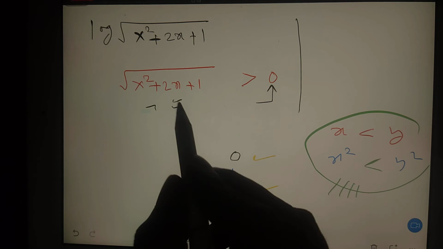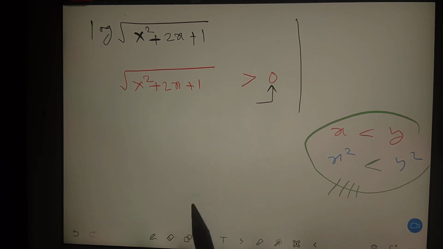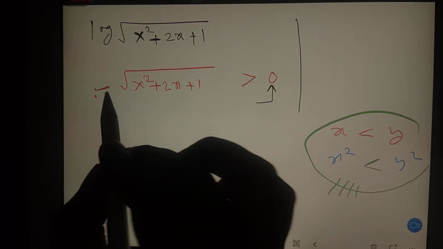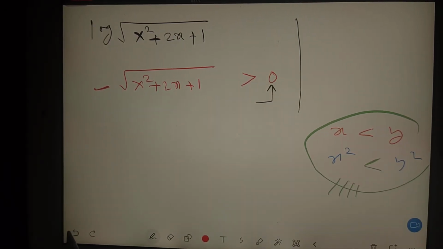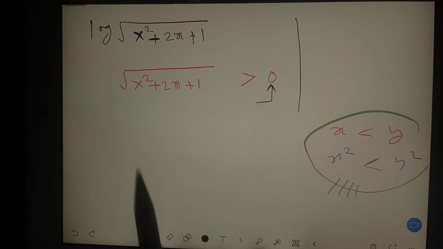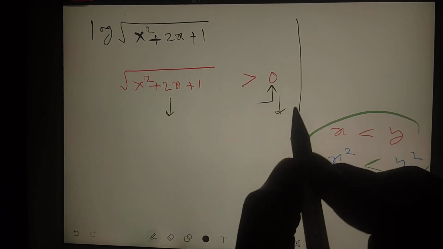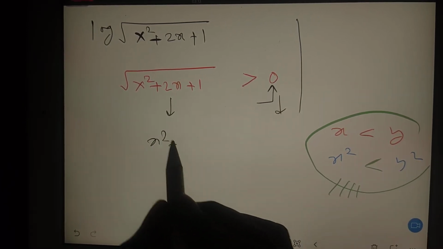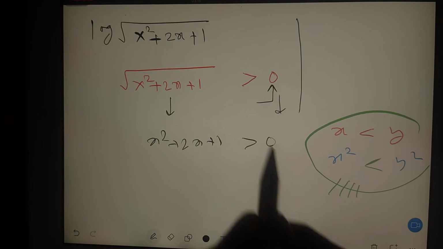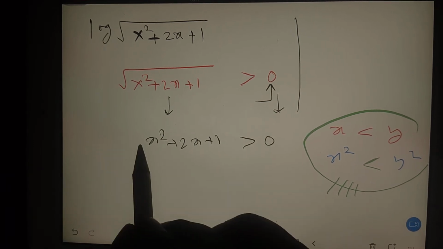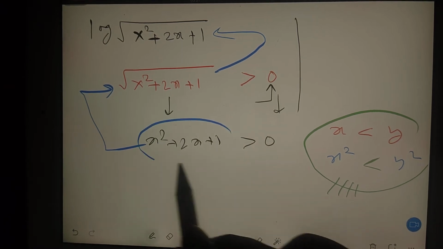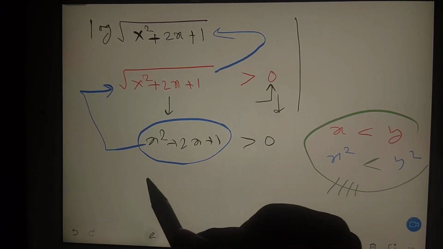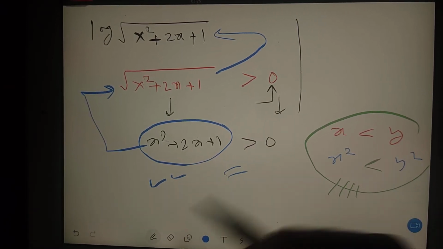So I have something inside the root like here, and because of log I am putting the condition that it should be greater than 0. Then automatically if I square both sides, it will be correct. So x square plus 2x plus 1 also should be greater than 0. Because I am getting this from this logic, whatever inequality I get for this will be your right domain. So this question we have already solved.